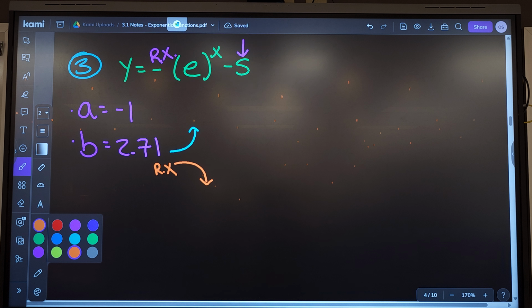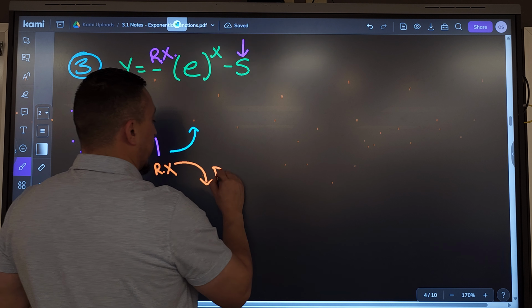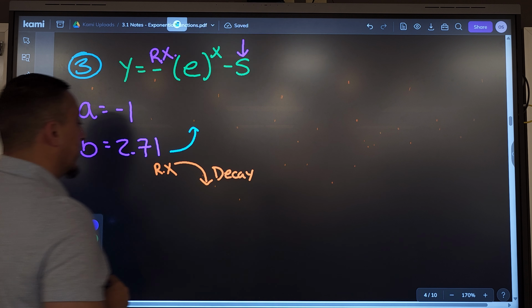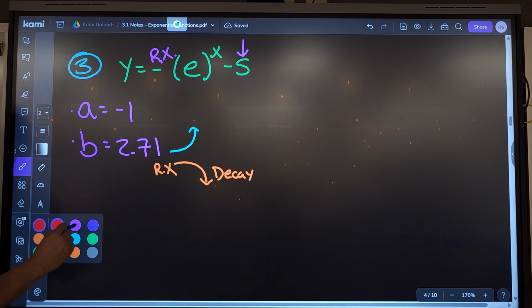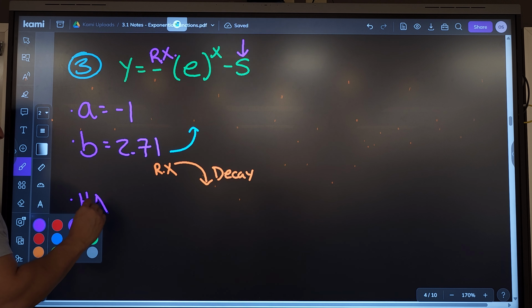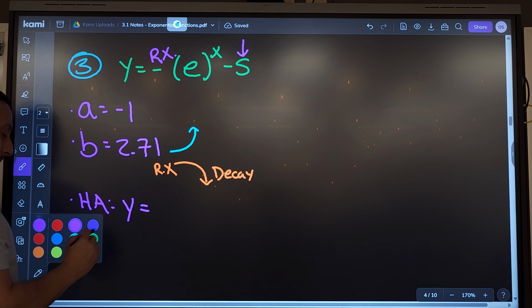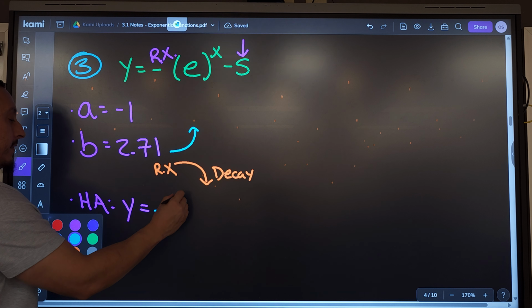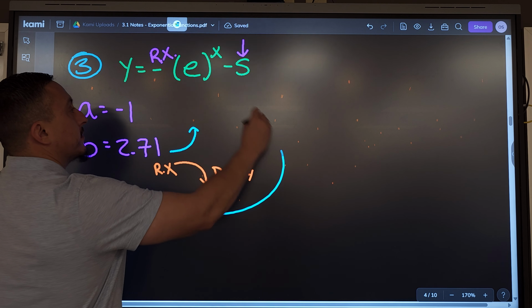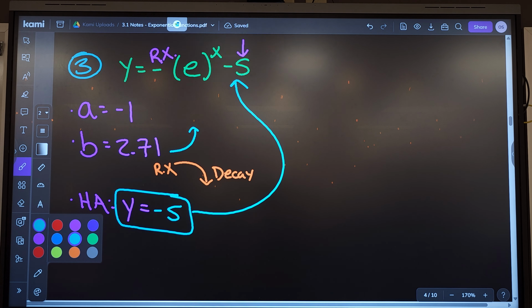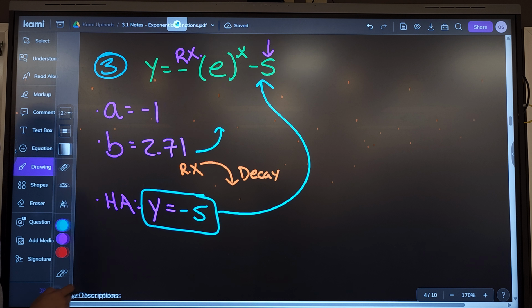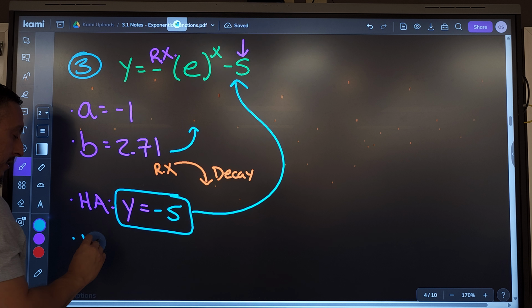Does that make sense? Because the negative is going to become, ultimately, a decay. Okay. So it ends up being a decay. Okay, my HA is y equals what? -5. Okay, remember that comes from the K. Okay, one more piece, my y-intercept.